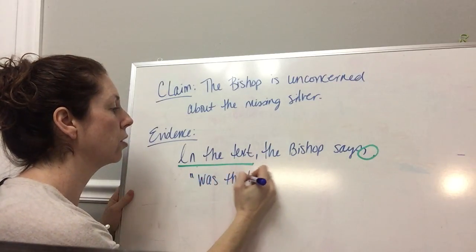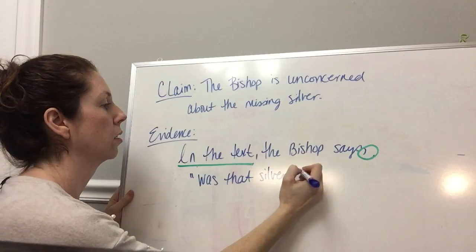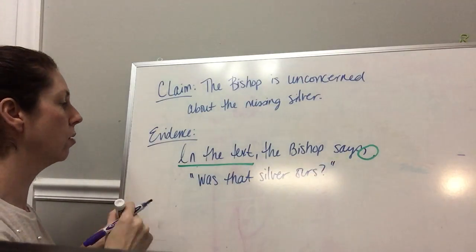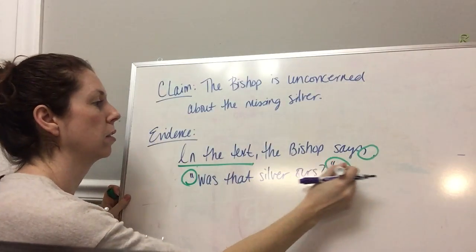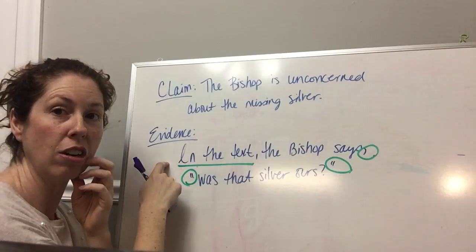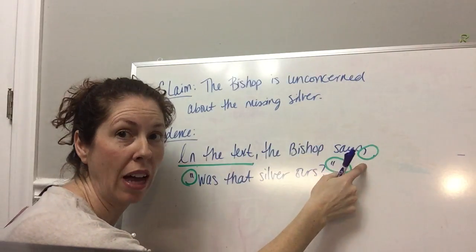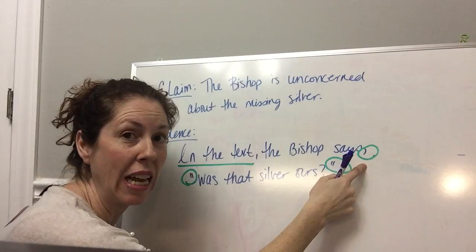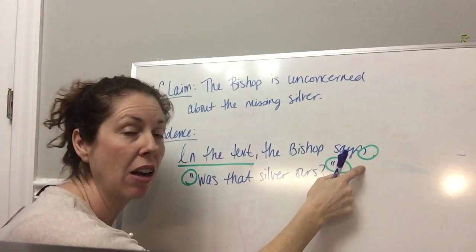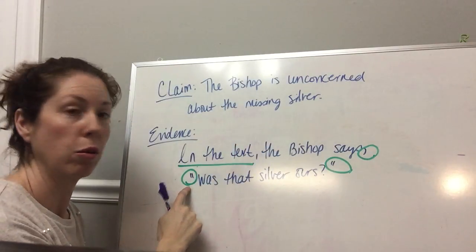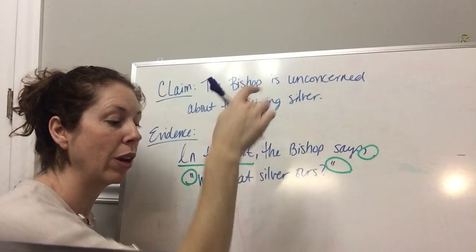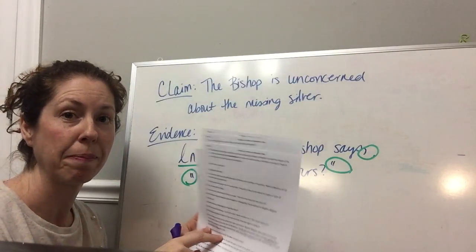Was that silver ours? Quote. So now I've got my quotations. All right, so I've got the 4 things I need. My evidence starter, my comma after says, okay, it could be states if you wanted to say the bishop states or the text states, that's okay too. But that comma is going to go before the quotation marks. All right, the quotation marks are going to go around whatever it is we're directly quoting from the text. All right?